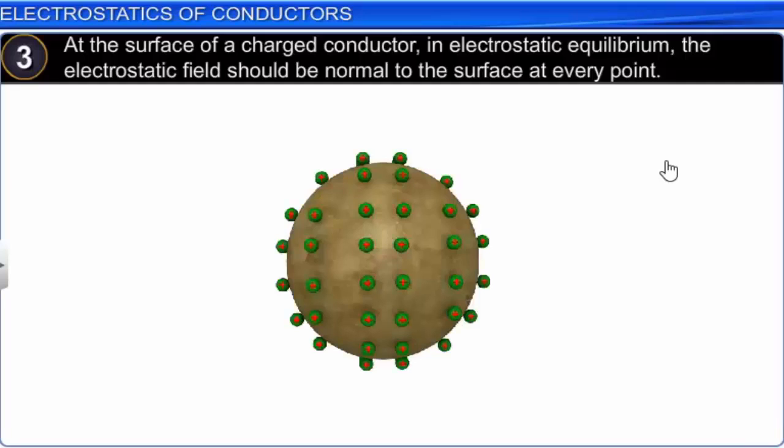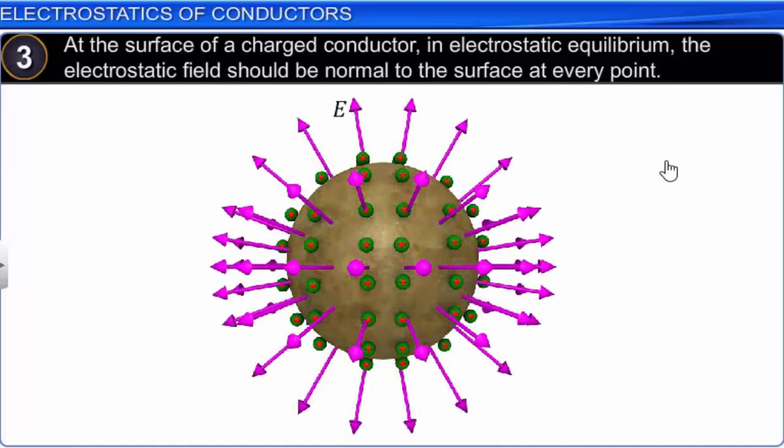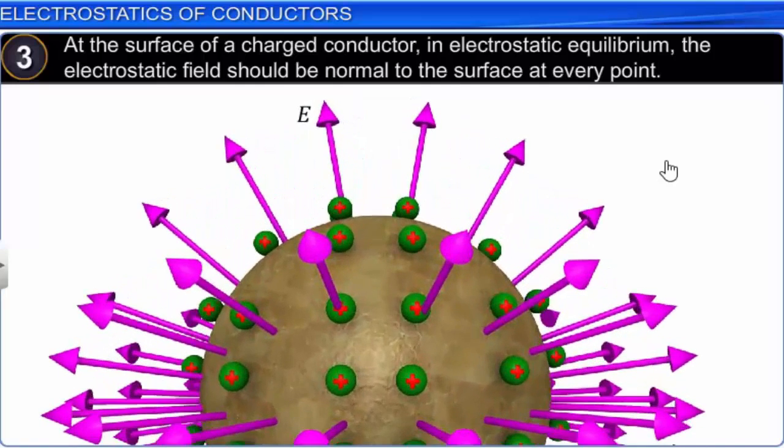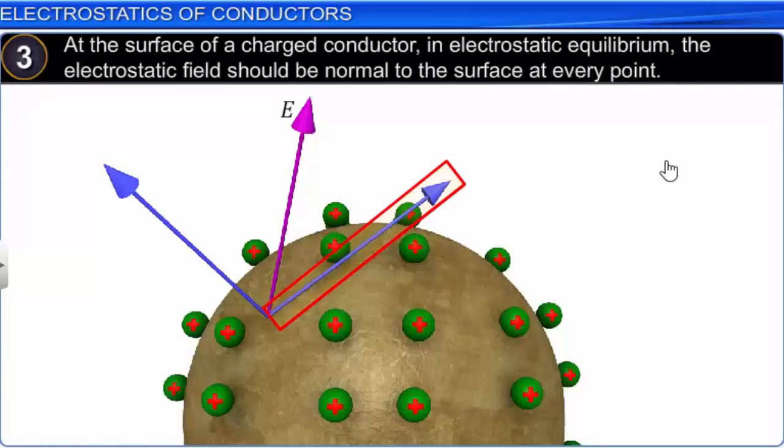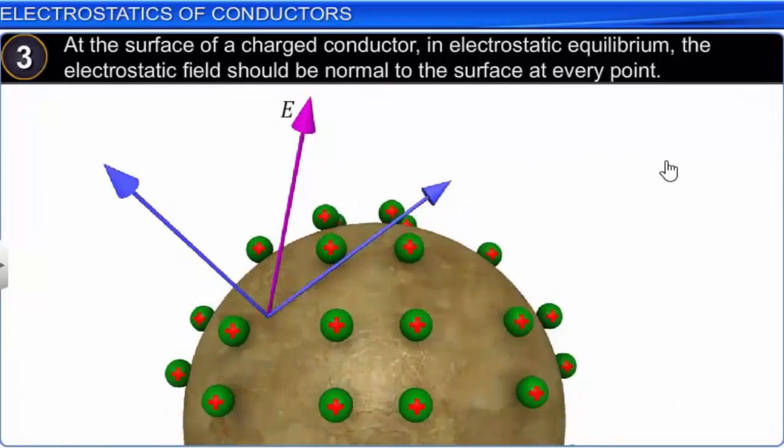Three, at the surface of a charged conductor in electrostatic equilibrium, the electrostatic field should be normal to the surface at every point. To prove this, for a conductor in electrostatic equilibrium, let us assume that the electric field E due to the charged conductor is not normal to the conductor but as directed. In that case, it will have a component parallel to the surface of the conductor. Then, the free charges on the surface would experience some force and move along the surface.